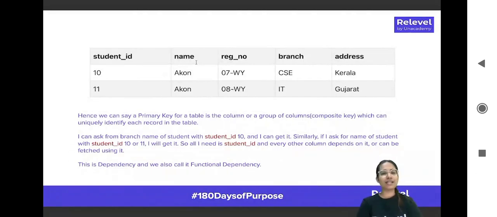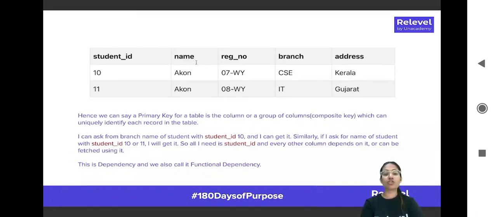Let's say some student comes to me and says they want to know their branch. I will first ask what their student ID is, because in my database, branch is dependent on student ID. The moment I know the student ID, I can immediately tell their name, their branch, their registration number. So all these attributes, name, registration number, branch, address, are dependent on student ID. Every other column is dependent on the primary key, student ID, and all the details can be fetched using the student ID.